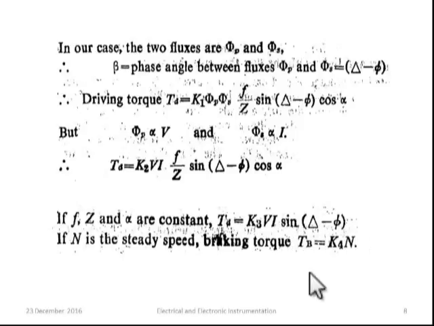Now we are going to write the expression for braking torque. The braking torque is proportional to the steady speed of the rotating disc. According to that, we can write braking torque TB is equal to K4 into the speed of the rotating disc.